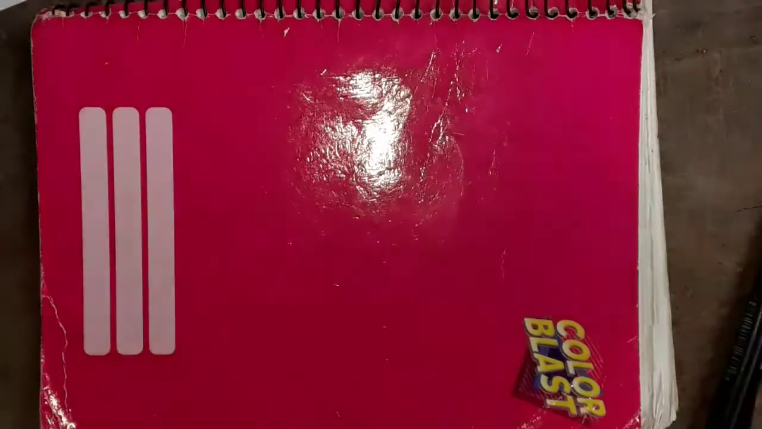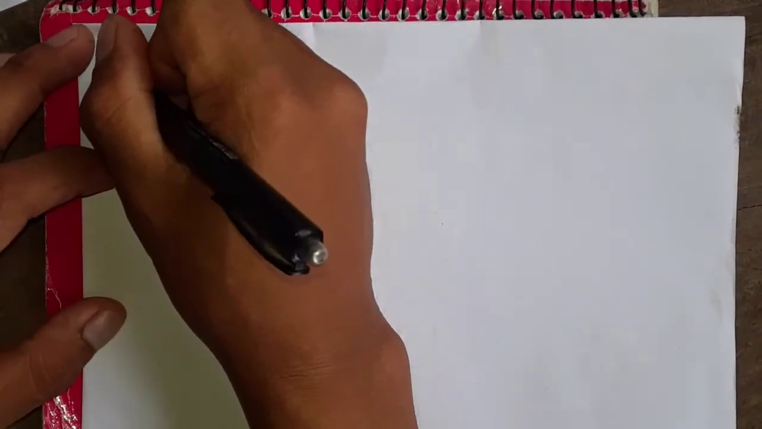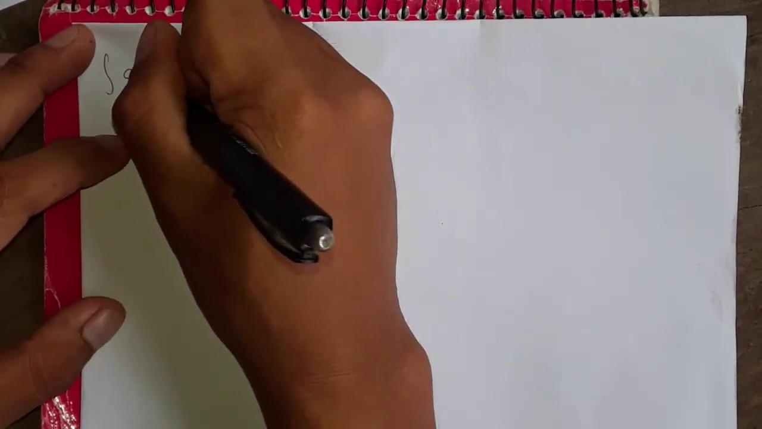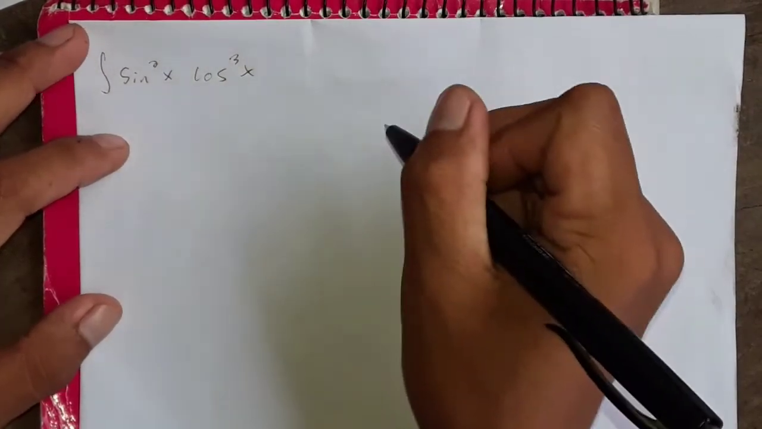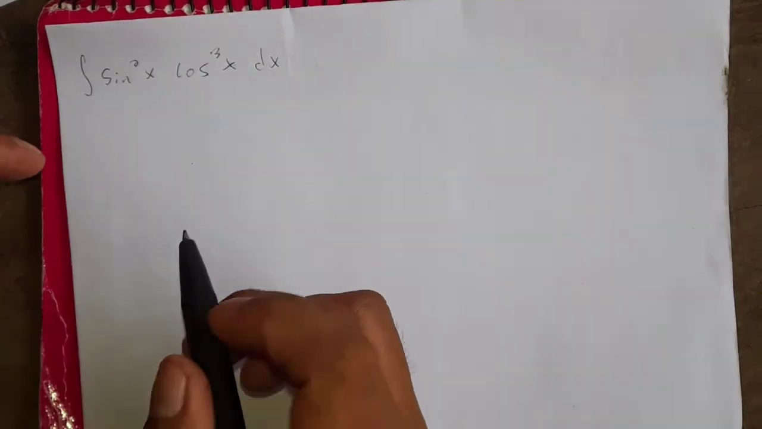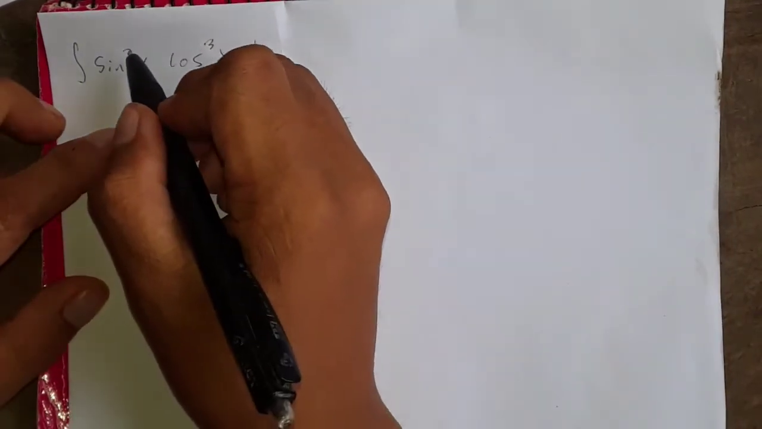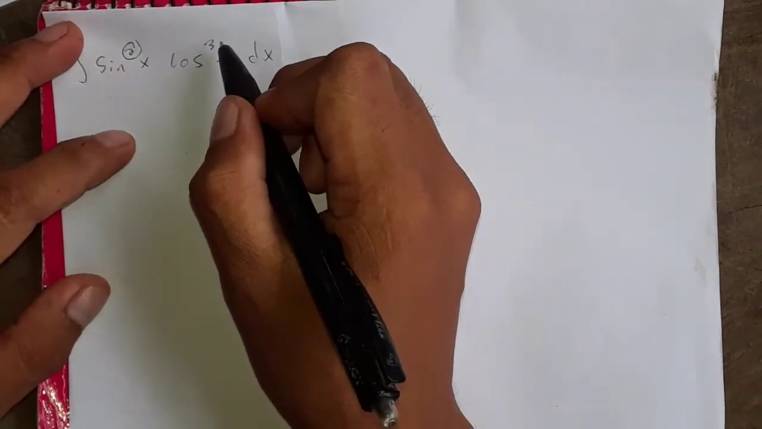Next, we're going to integrate a function that is a product of sine and cosine functions. For example, the integral of sine squared of x and cosine cubed of x dx. As you can see here, our sine function has an even exponent and the cosine function has an odd exponent.